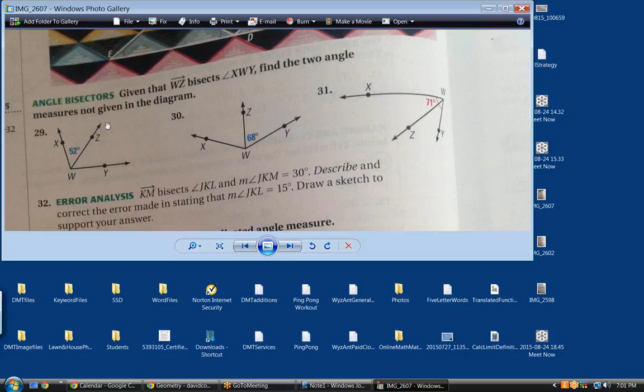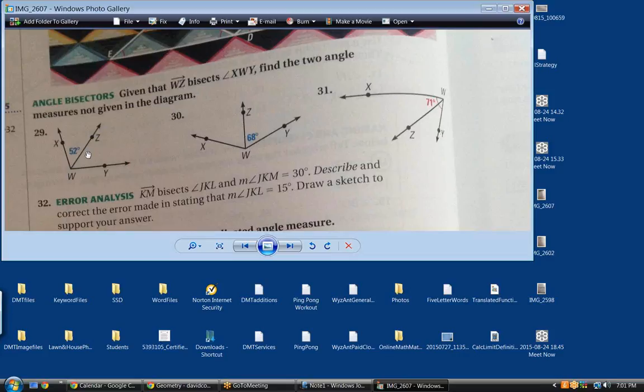Okay, WZ bisects XWY. What does that mean? What can you say about other angles in this diagram? Find the two angle measurements not given. Well, what's one of those angles? ZWY. And what is it? By definition, it also has to be 52 degrees, because what bisect means is it splits it in two equal parts. So we know this is 52.